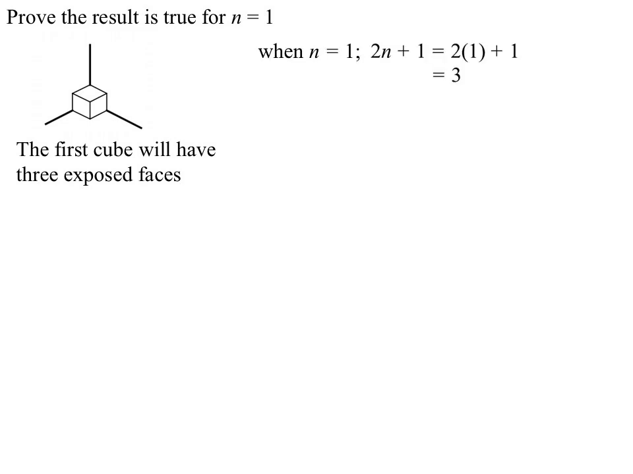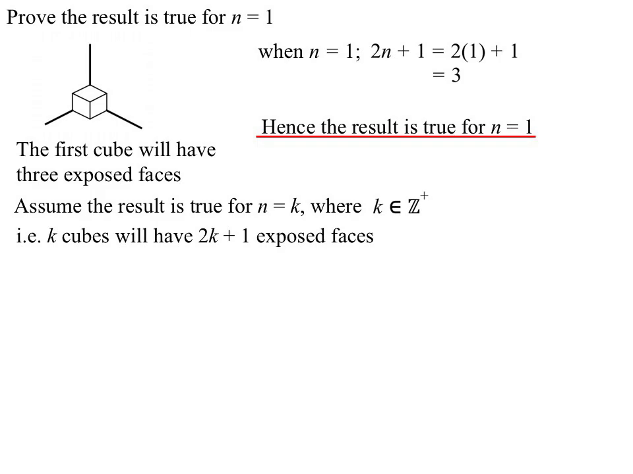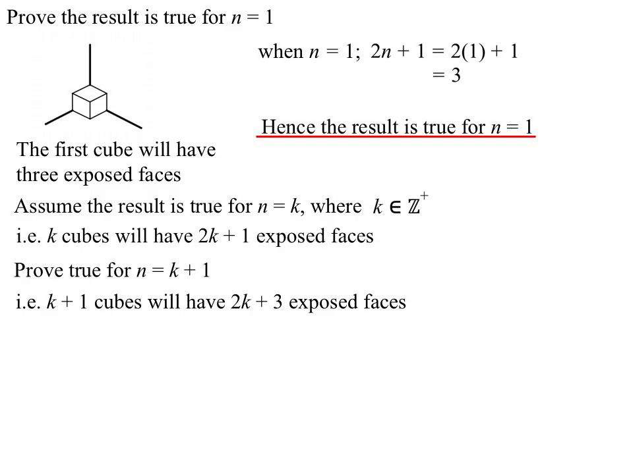Well, the formula said for n equals 1, 2n plus 1. Yes, that is 3. The formula works for when we have one cube. Hence the result's true for 1. We're now going to assume it's true for n equals k. In other words, I'm going to assume that k cubes will have 2k plus 1 exposed faces. We now want to prove that k plus 1 cubes will have 2k plus 3 exposed faces.